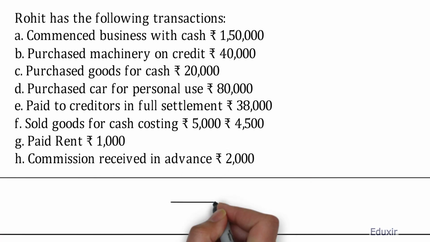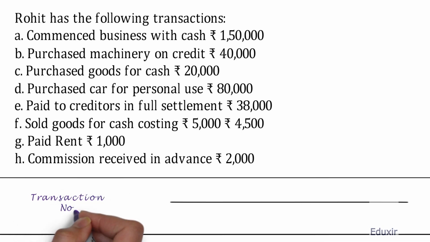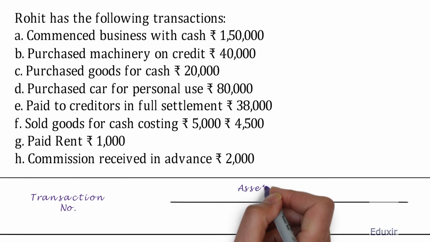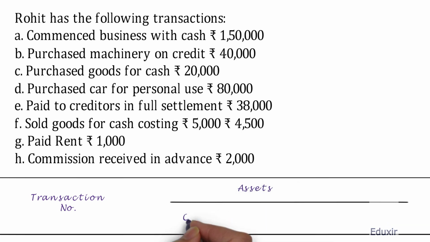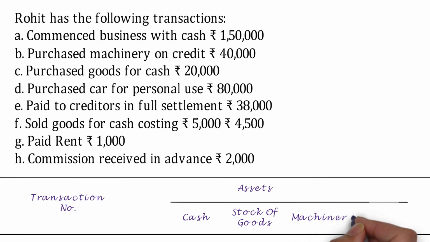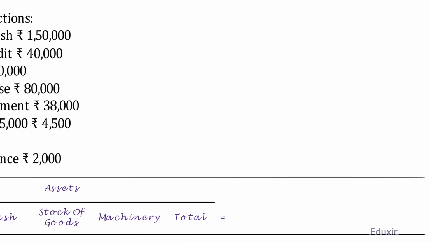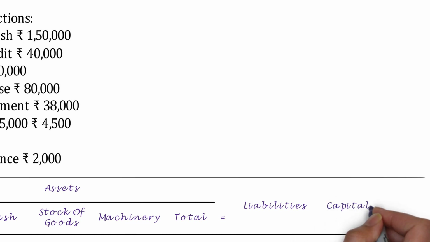Let us first prepare the table. Let us have a column for transaction. Analyzing all the transactions, all the assets involved in the transaction can be classified as cash, stock of goods, and machinery. Let us have a column for total. On the other side, let us have liabilities, capital, and a column for their total.